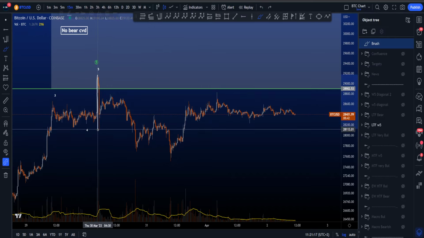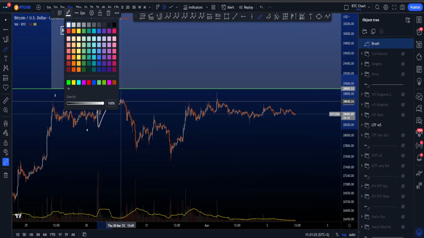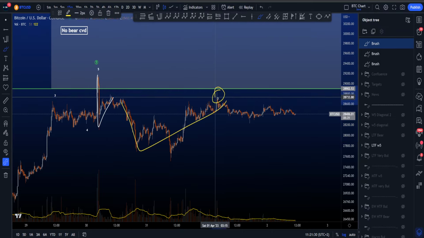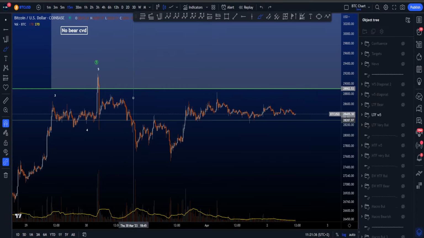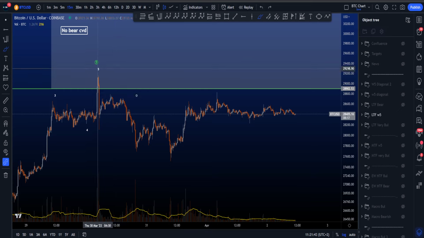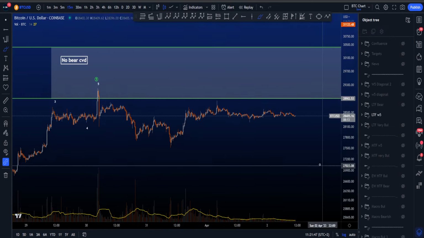So can this then be a 1, 2? And if we choose quickly another color over here, we have another 1, 2. And let me put this yellow. Well, no, we can't, because in this scenario, the yellow 2 over here took the highs of the origin of the yellow 1. So this scenario is not possible, which brings me almost to the conclusion that this structure is a corrective structure, not an impulsive structure. So it's not a 1, 2 expecting a big 3 to the downside.